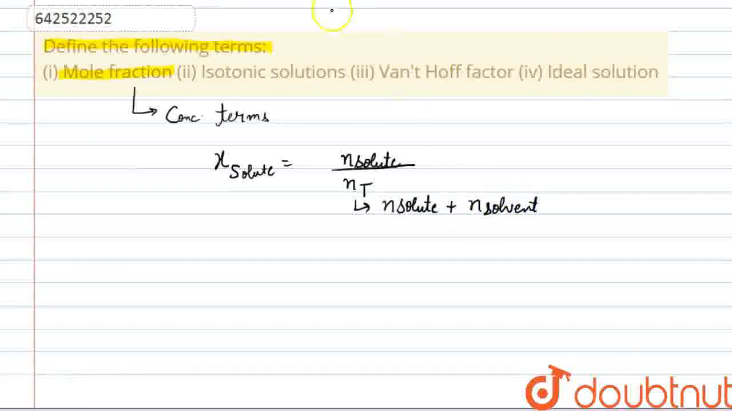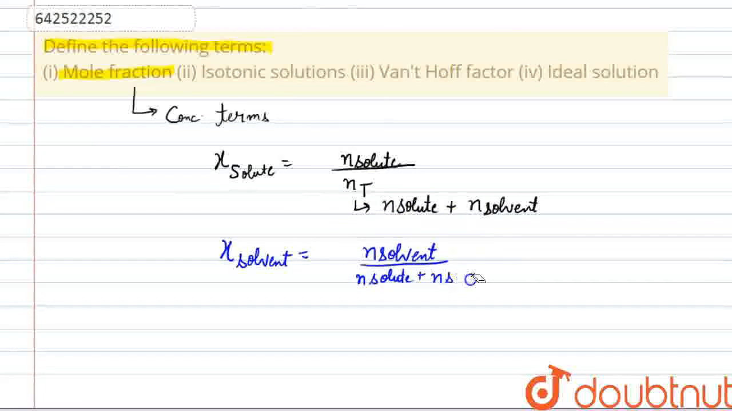Similarly, if we write this concentration term on the basis of solvent, then we write mole fraction of solvent, that is chi solvent, which is the ratio of number of moles of solvent to the total number of moles present in the solution, that is N solute plus N solvent. Now basically this is the ratio of number of moles.